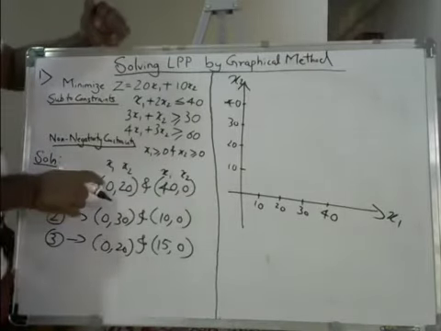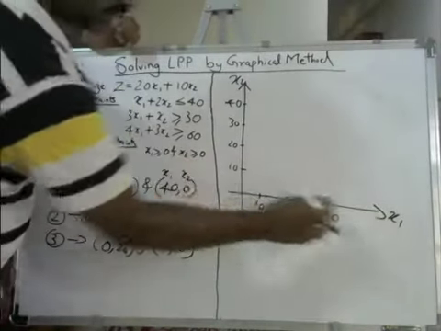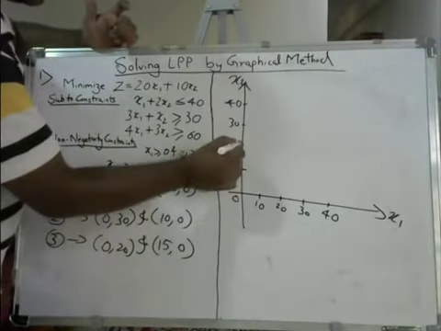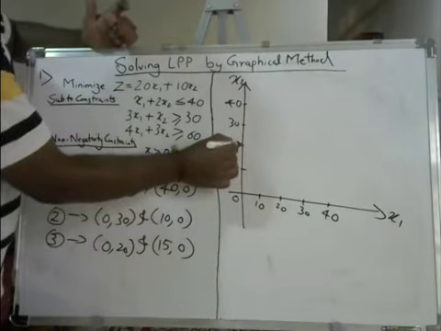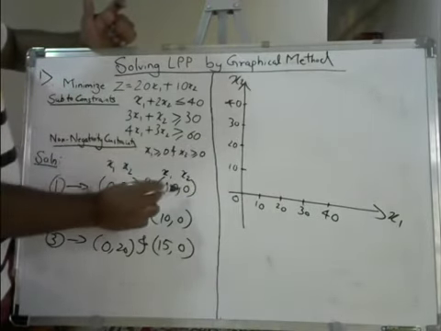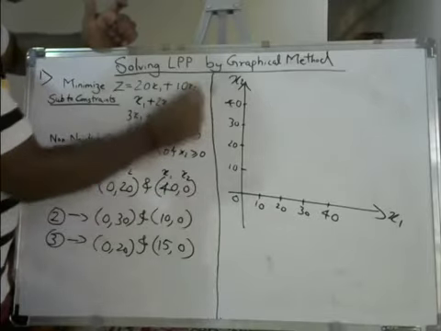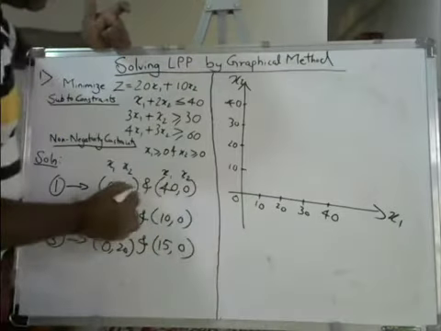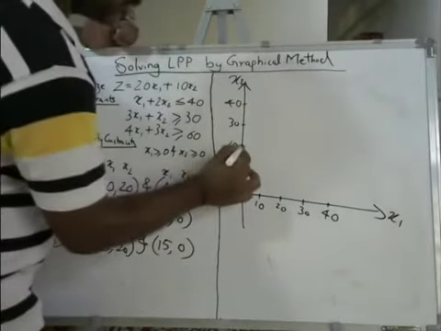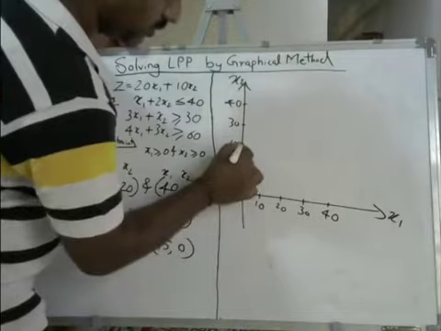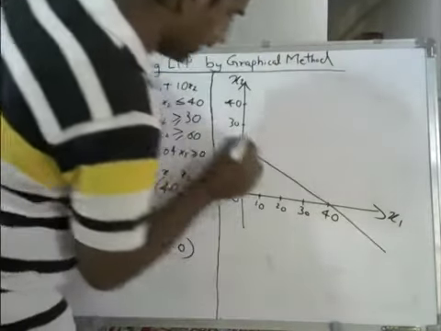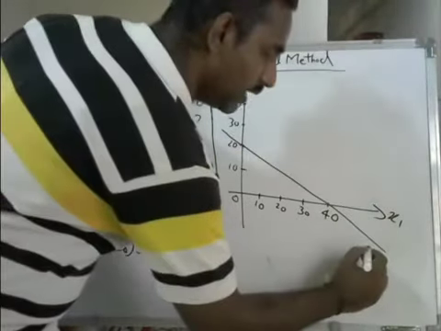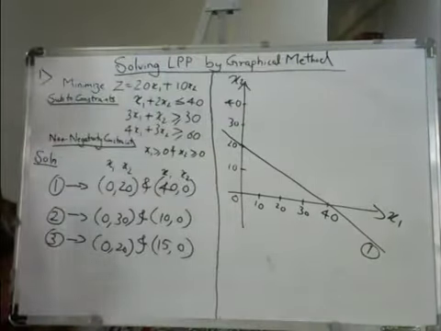Now, when x1 is 0, x2 is 20. x2 is 20 is here. Okay? For the first one. Now, when x2 is 0, x1 is 40. So, from 20 to 40 we need to draw a line like this. Now, this line is for equation 1.